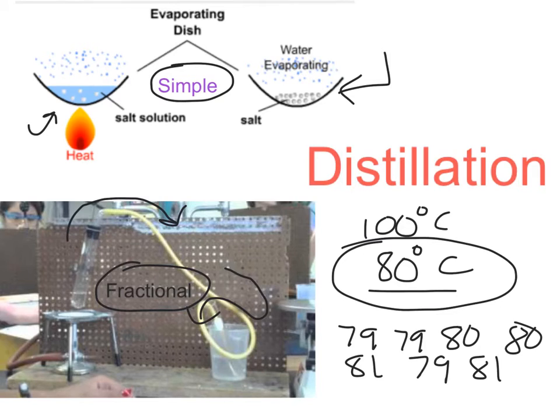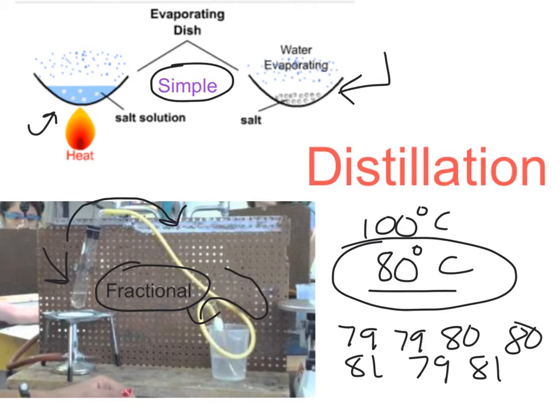When you jump up a significant amount, like to 85 degrees, 86 degrees, you know at that point, hey, all my alcohol's gone, because alcohol can't get up that high. It's already turned to a gas. So then that would mean that the only thing left in this test tube would be water.